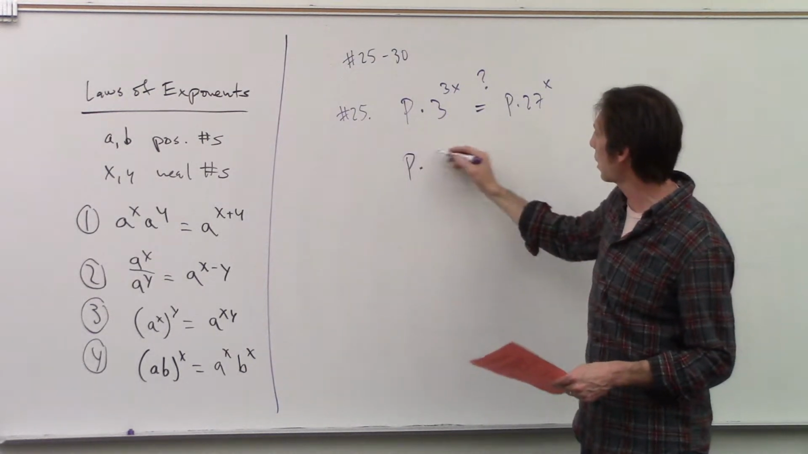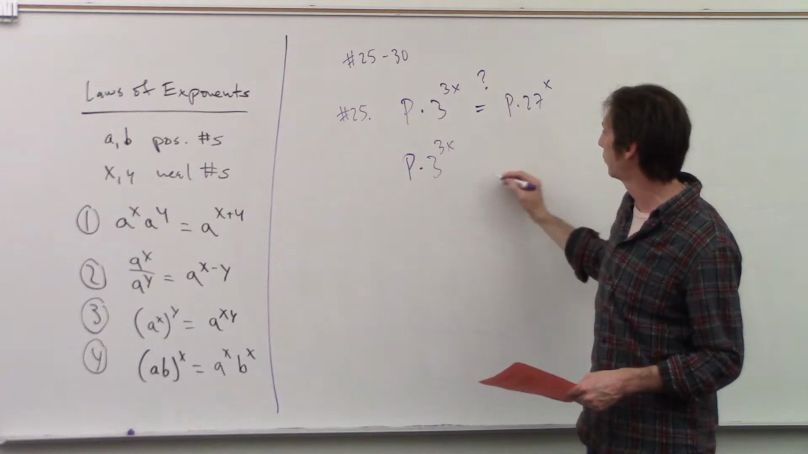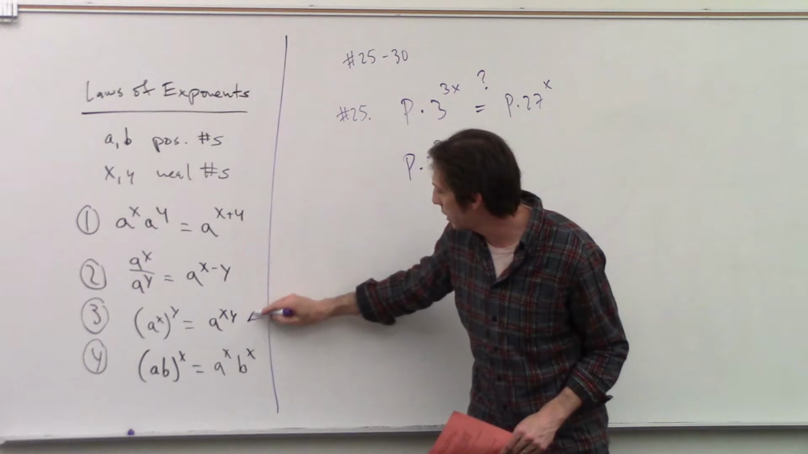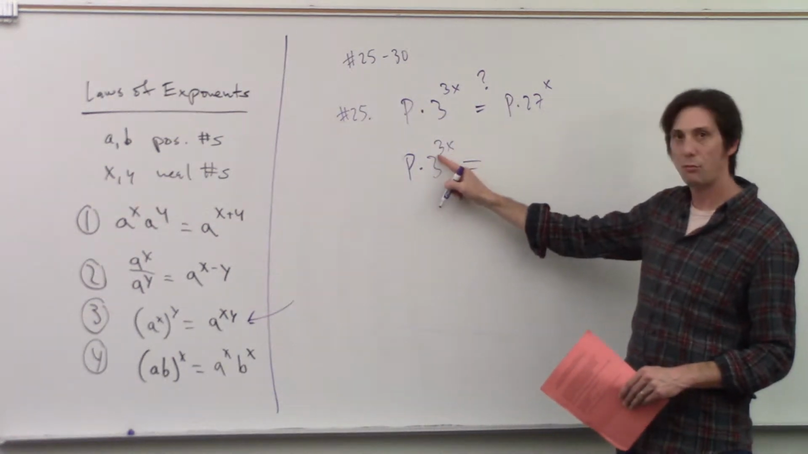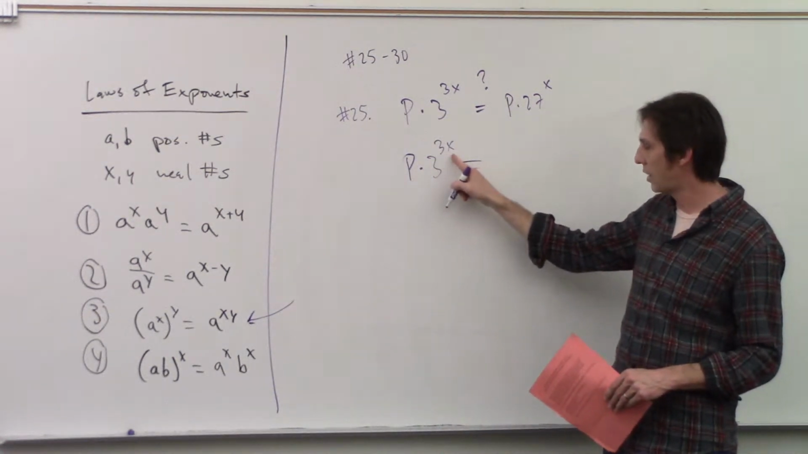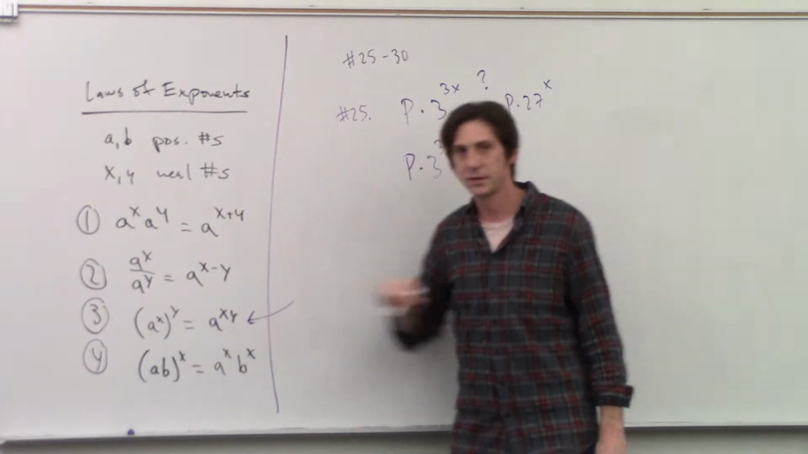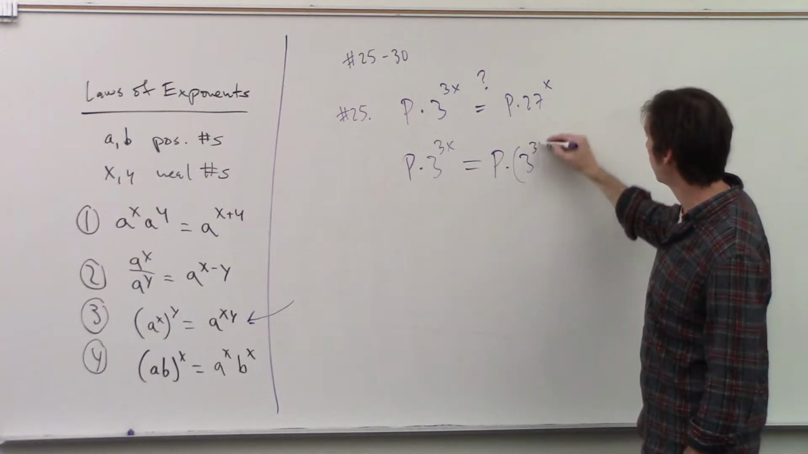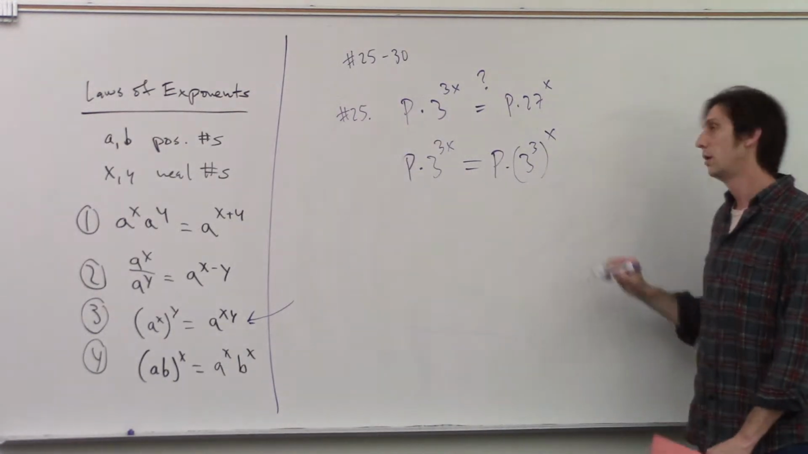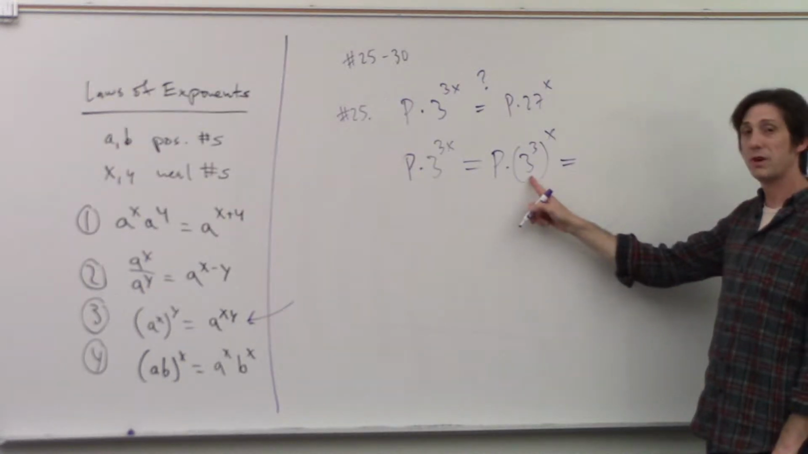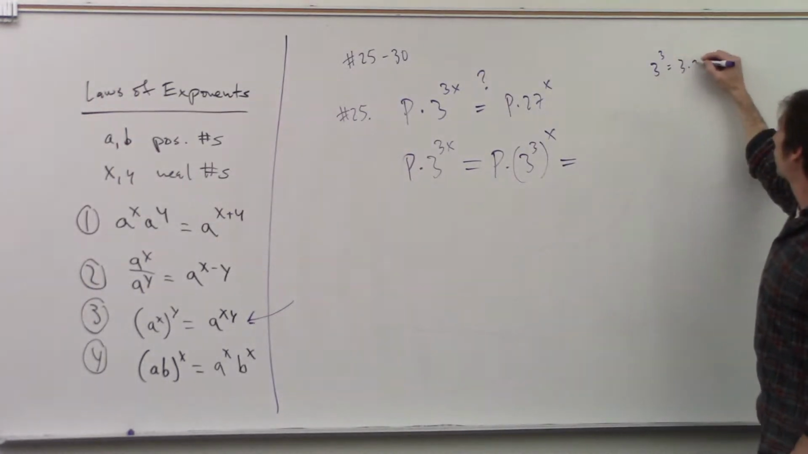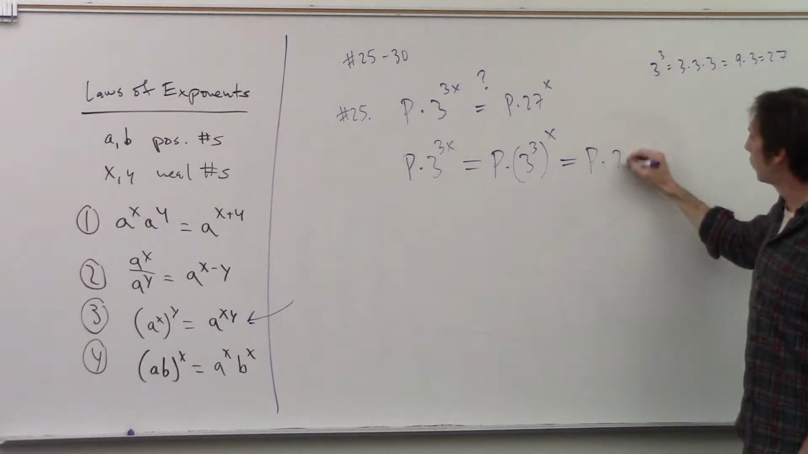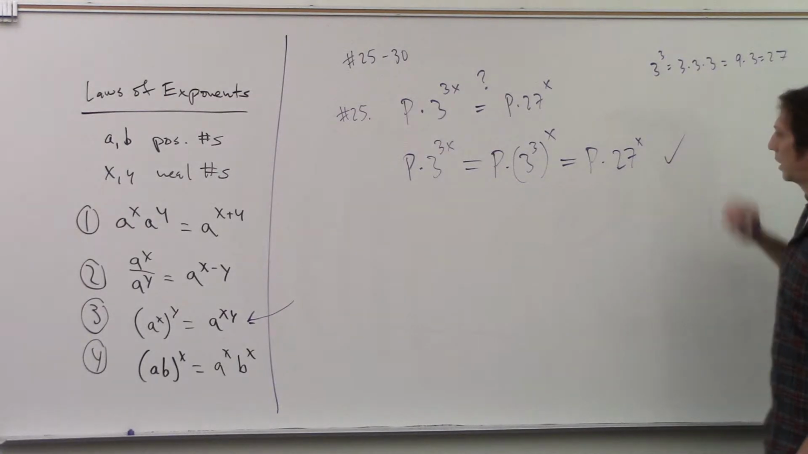So here's the work. If we start with p times 3 to the 3x, and I look at my property number 3 here, I know that when I'm multiplying an exponent together, like 3 times x, I can write it as an exponent raised to an exponent. So I can rewrite this as p times 3 to the 3, all raised to the x. And then, of course, I know that 3 to the 3 is 3 times 3 times 3, which is 9 times 3, or 27. And so this is p times 27 to the x, and we're done.